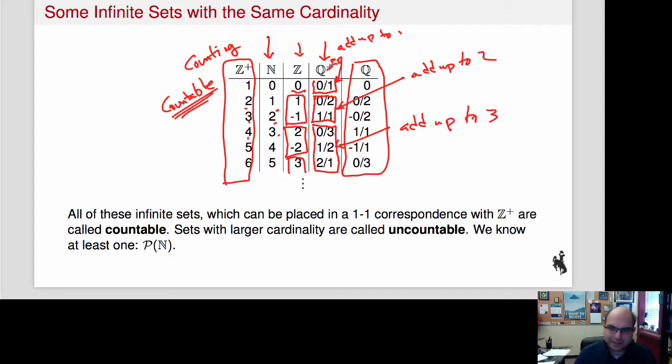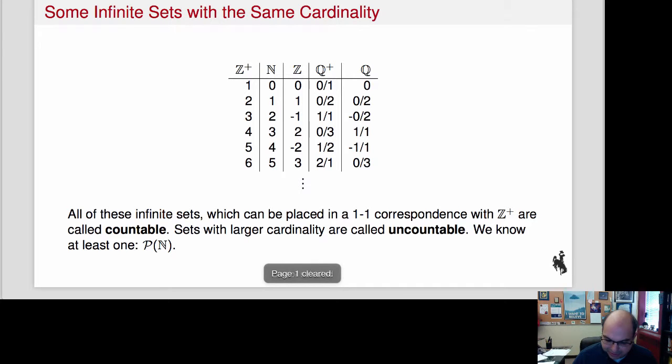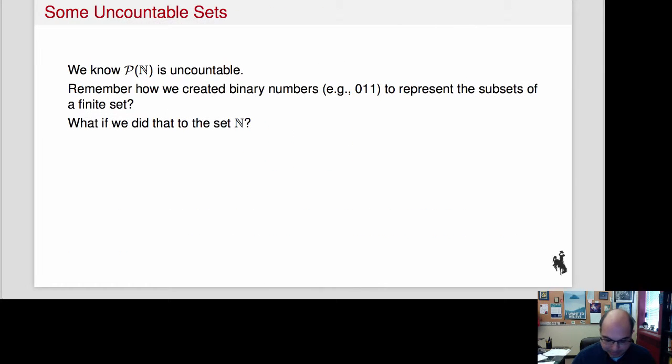Are there some sets that I can't do that with, some infinite sets? Yes, we already know one, right? The power set of the natural numbers has a larger cardinality, because the power set of anything has a larger cardinality than the natural numbers. So it's larger cardinality than N. That means I can't put it in this table, okay? This is really, really surprising stuff, okay?